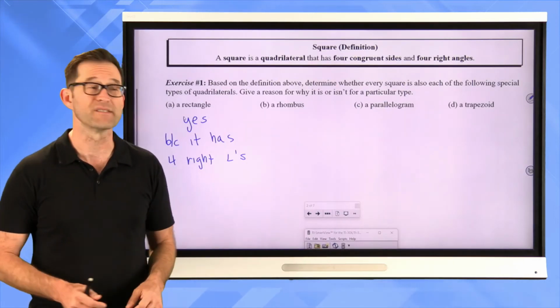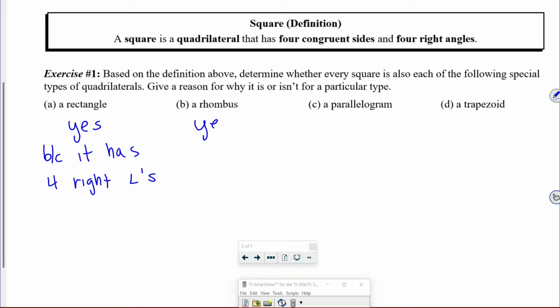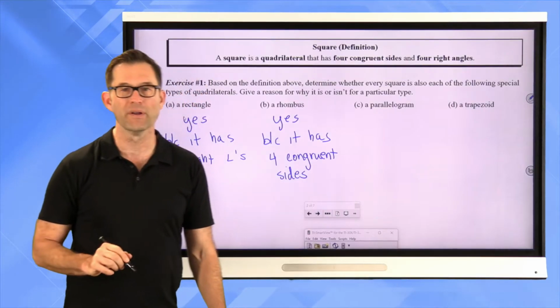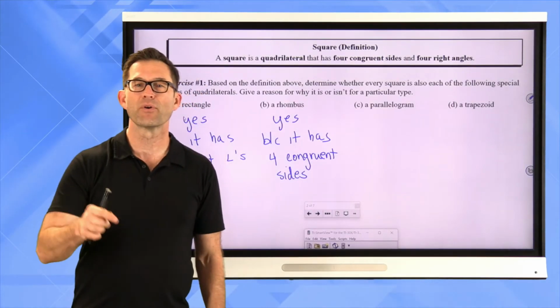Is a square a rhombus? Yes, because it has 4 congruent sides. And again, very important, right? It means that every property of a rhombus is a property of a square.